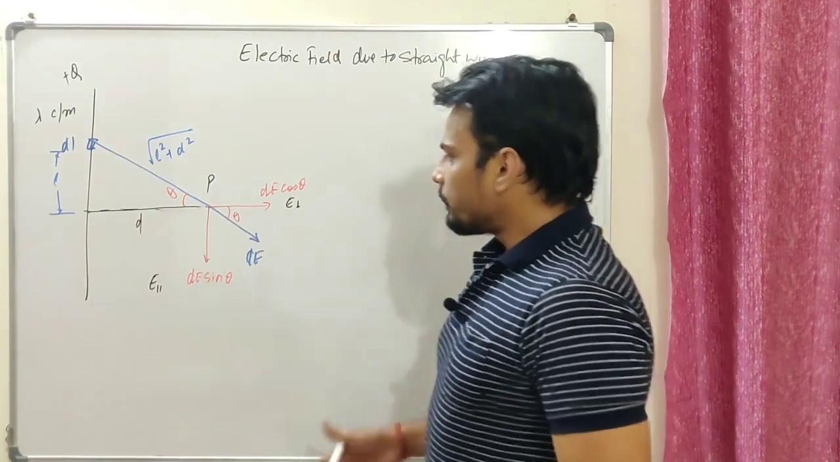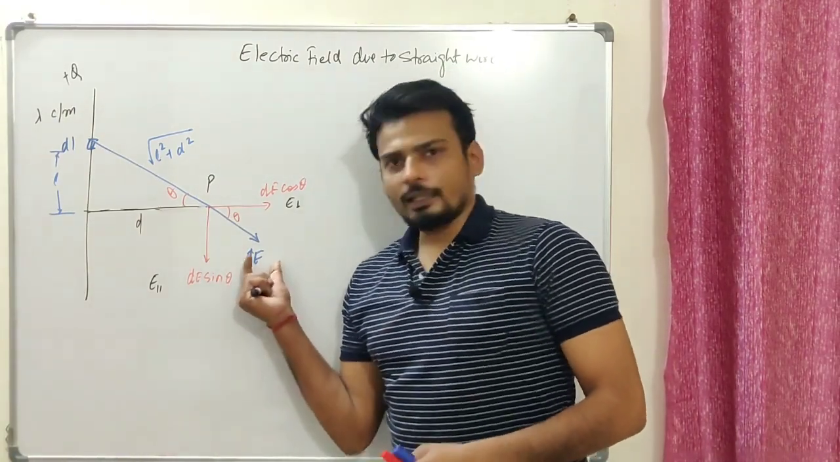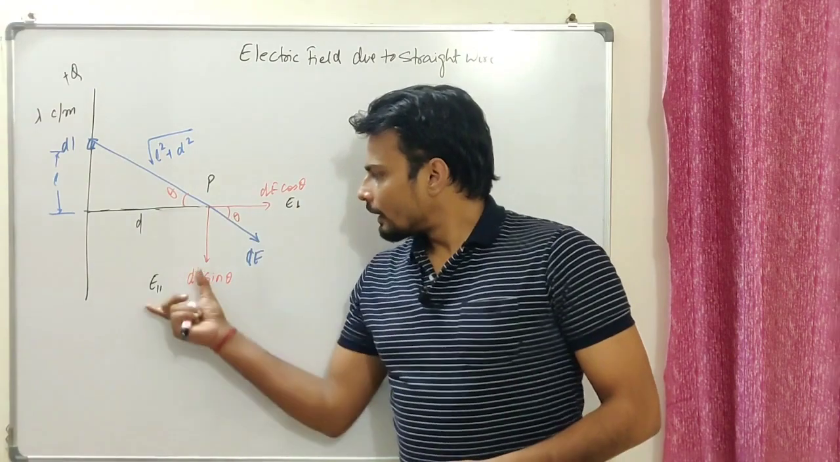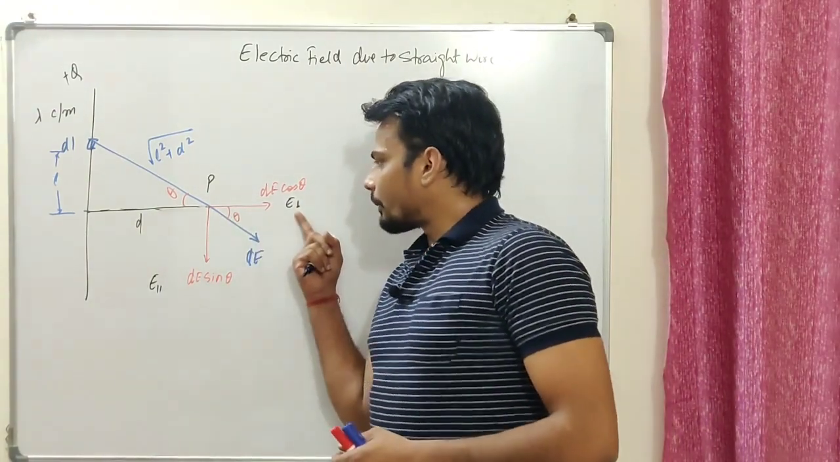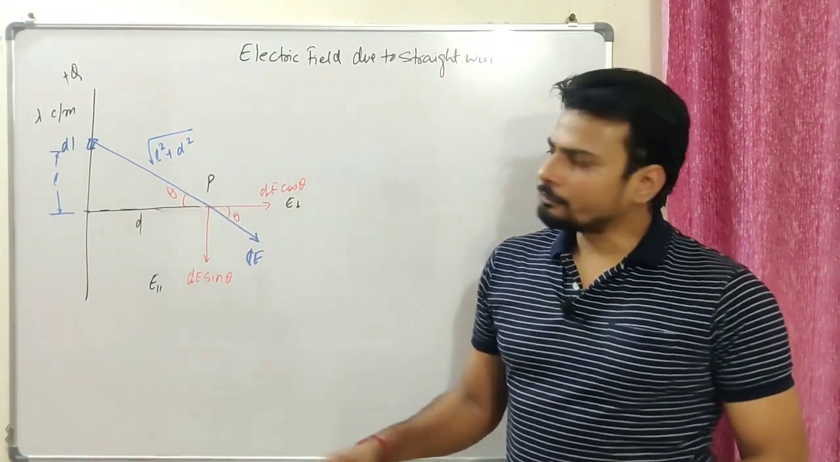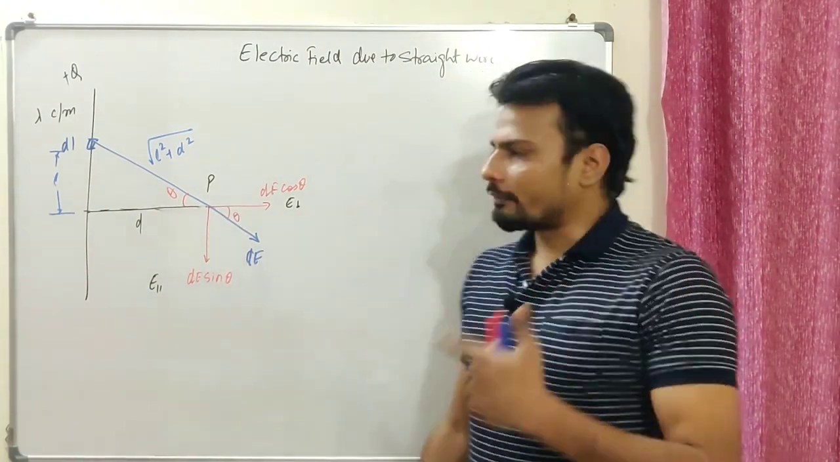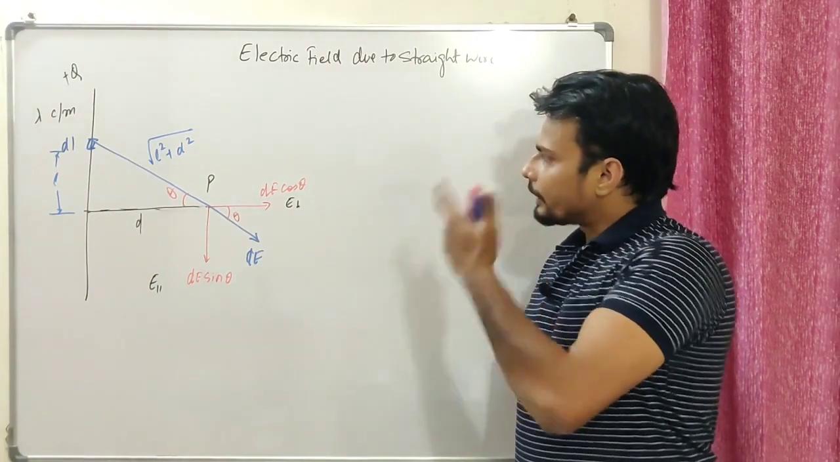So the idea is very simple. I'm going to find the value of dE, the value of dE cos theta, and the value of dE sin theta. Basically I'm going to get the perpendicular field and the parallel field. Let's do that first, and then we're going to discuss more about those things in depth.